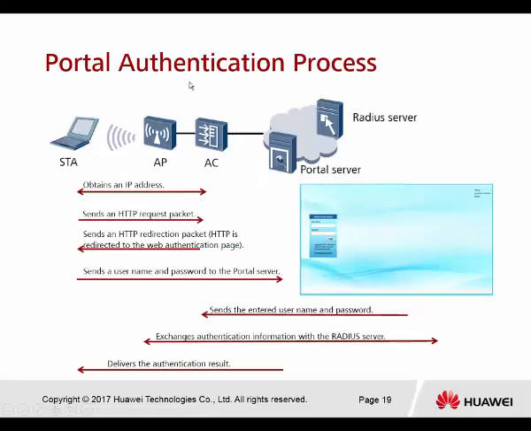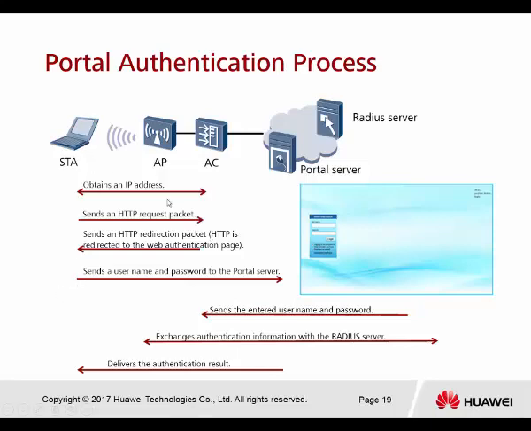Okay, this is the portal authentication process. First, when we already connect to the SSID, the first thing the PC is going to do is send an IP request. You try to find the DHCP server first to obtain the IP address. After our PC gets the IP address, the PC is going to send an HTTP request, trying to go online. So the AC is going to send an HTTP redirect packet, because right now you haven't passed the authentication yet. So I'm going to redirect you to the portal page.